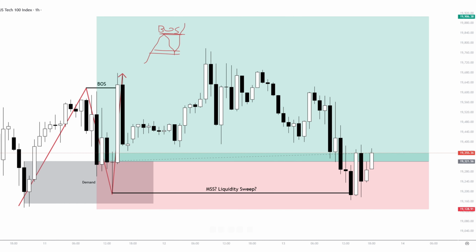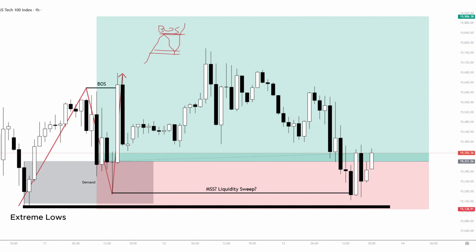This is not an external or high time frame structure shift because it did not break down below the extreme low, being this one. So as long as the price is holding above this line, the market is still considered as being in an uptrend.